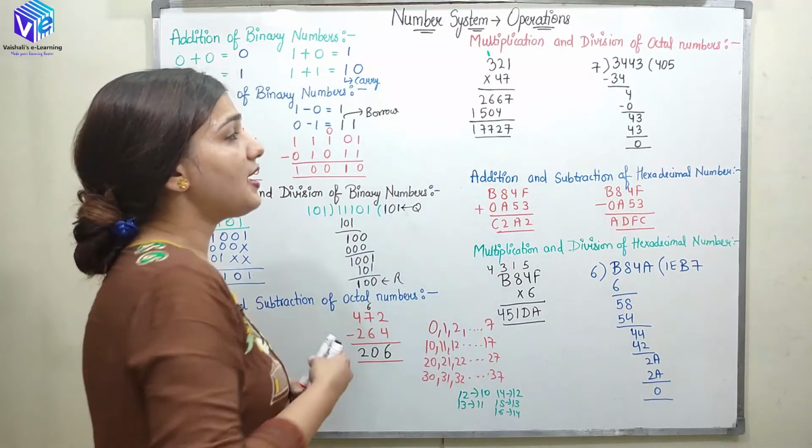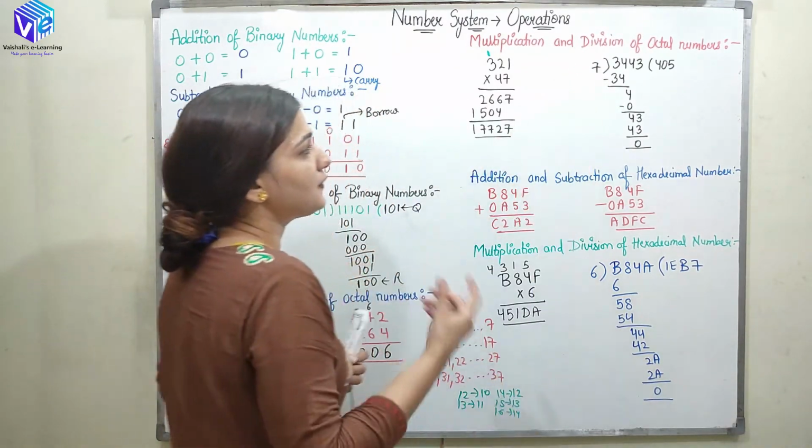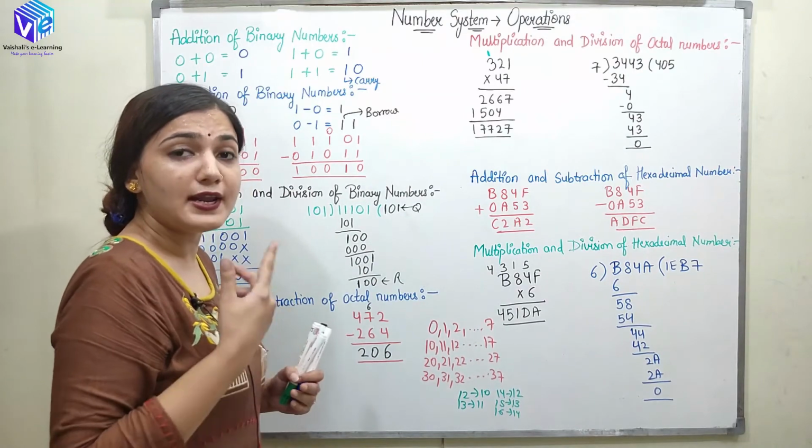Then we have the division. 3443 is divided by 7. So now 7 is multiplied with 4 and I am going to get 28.